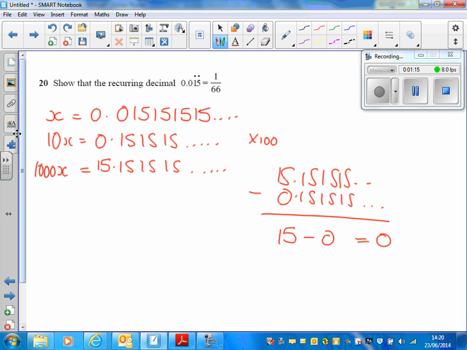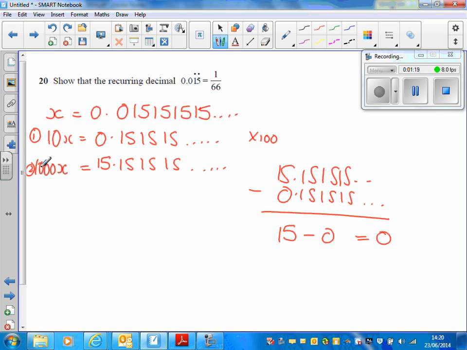Okay, so if I call that number 1, number 2, I'm actually going to do the second one take away the first. Well, first of all, 1000x take away 10x, that's 990x, and that equals 15 take away 0, as we've said, which is 15.